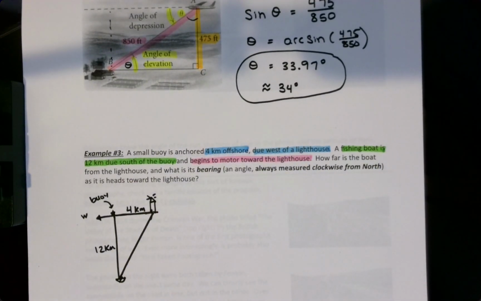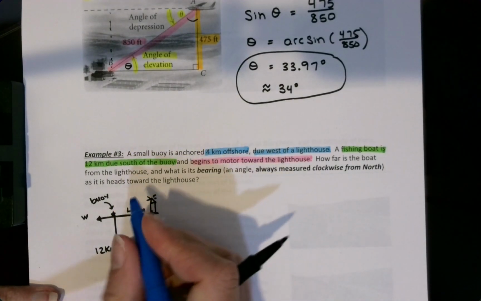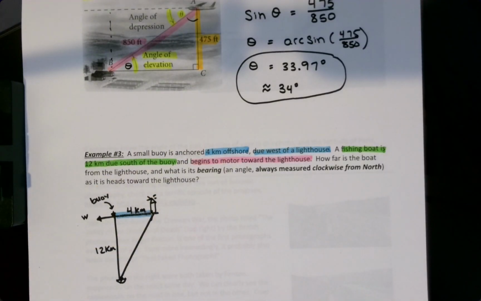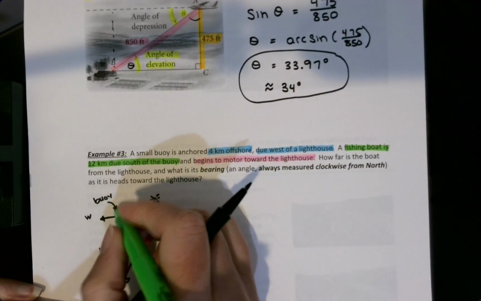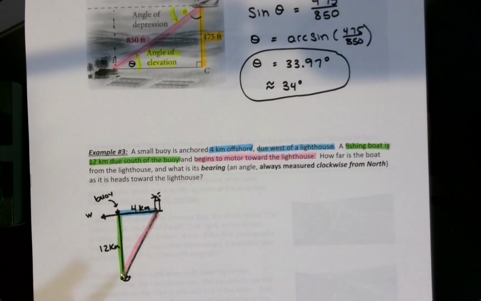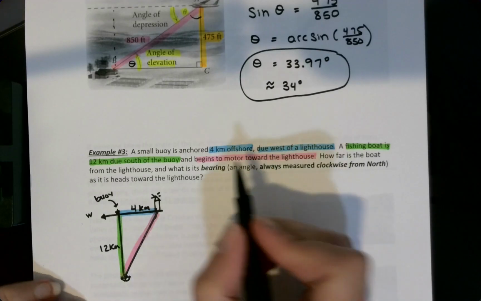And in our triangle, it is going to be a right triangle because west and south are perpendicular. So we've got our dimensions set up like this, and we're motoring towards this lighthouse. Okay. So the first biggest step, that is a challenging step, is to draw a diagram based on that description.